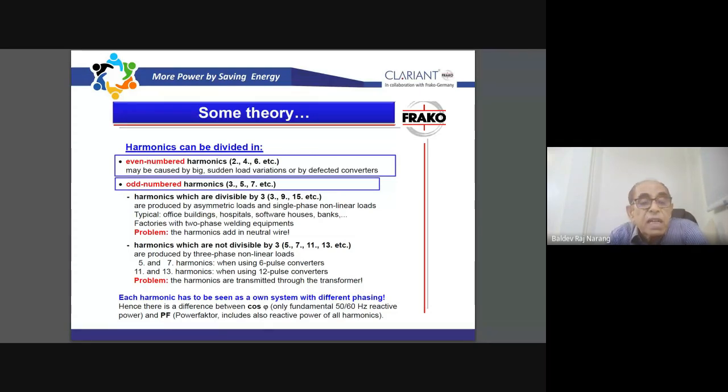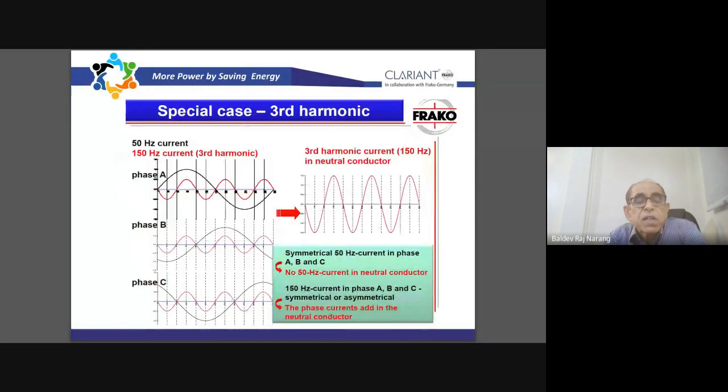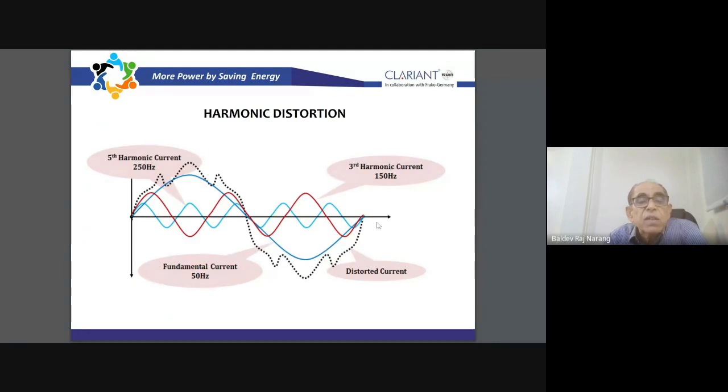So let's go to the next slide. This is a representation of how the fundamental is there, and then the third harmonic is superimposed, and how the phase difference and all those things are shown here. Next slide. Here I think they have shown the third harmonic, the fifth harmonic and the fundamental. Then the resultant wave is shown in dotted lines, showing how the waveform gets distorted. So that is how it will ultimately appear. Let's go to the next one.